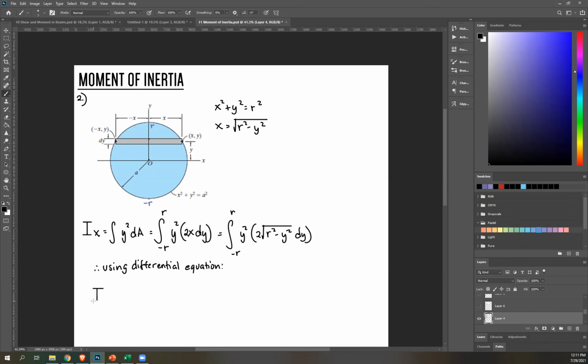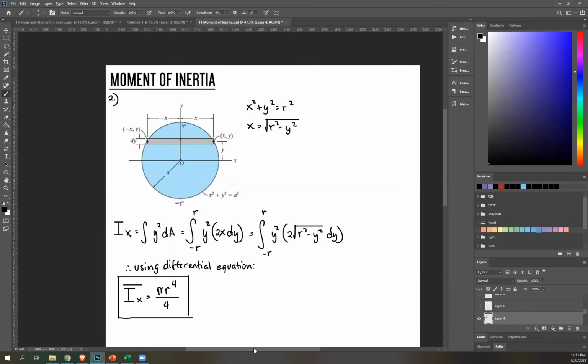Just know that after solving, you should get I sub x, and since our axis is about the centroid, this is the centroidal moment of inertia, and that's pi r raised to 4 over 4. There. So that's our answer for number 2. Any questions so far? Please answer in the chat. Okay, great. Let's move on to number 3.